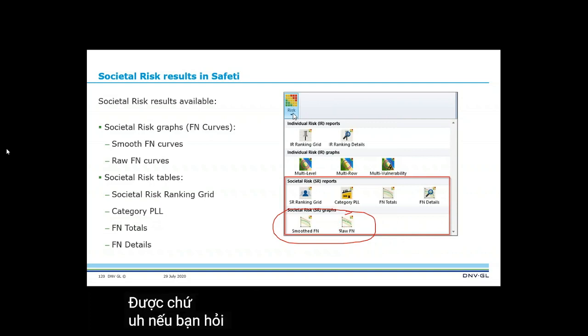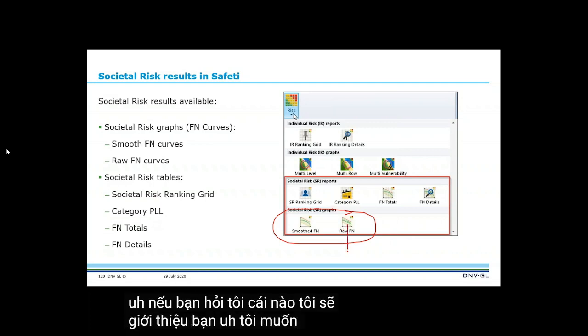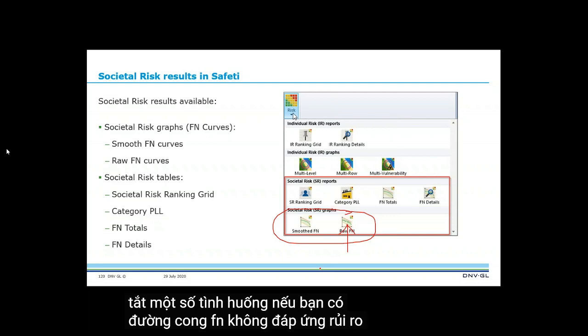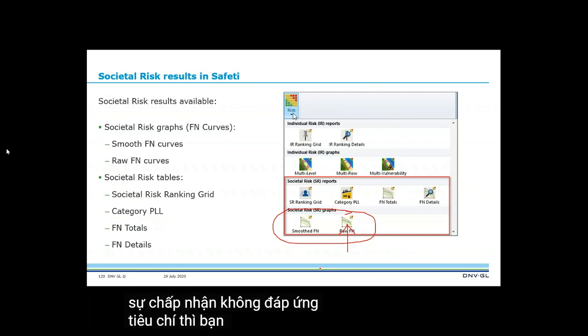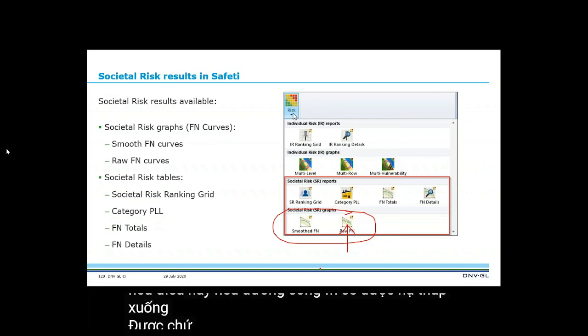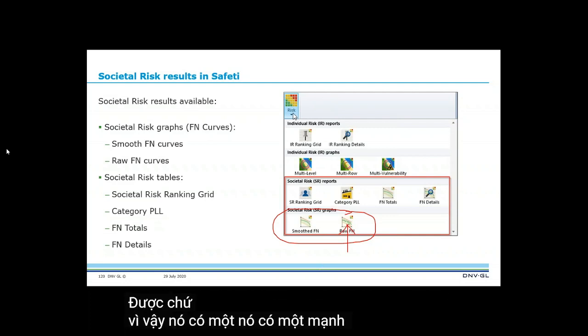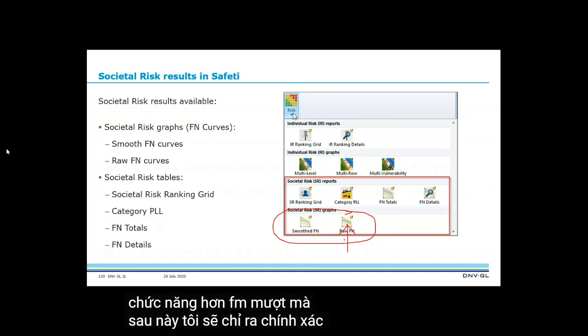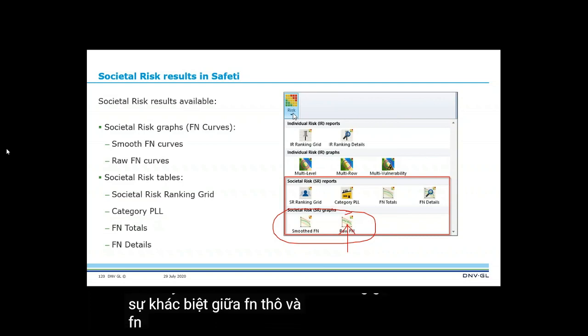If you ask me which one I would recommend, I would recommend raw FN, because with raw FN you are able to manipulate the results, meaning you are able to filter off certain scenarios. If you have an FN curve that is not meeting the risk acceptance criteria, you can easily filter off some scenarios and see if the FN curve would be lowered. So it has a more powerful function than the smooth FN. Later on, I will show exactly what the differences are between raw FN and smooth FN.